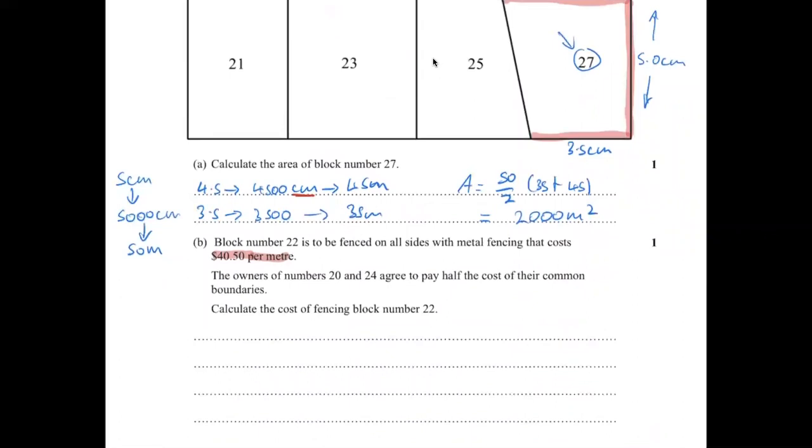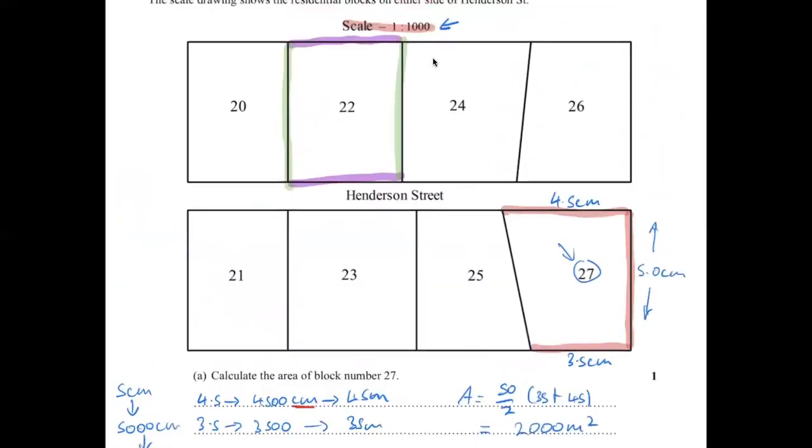Now, the other special thing that we're told is that the owners of 20 and 24 decide to pay half the cost of their common boundary. So what does that mean? That means this side here and this side here are going to be half the price. We're going to divide their total price by 2. So you get your ruler out and we're going to do some measuring again. On my diagram, I ended up with 4 centimeters going along this way, which means it's going to be 4 centimeters that way, and then 5 centimeters going vertically and 5 centimeters going vertically that way as well.